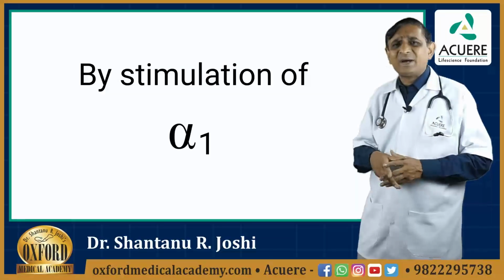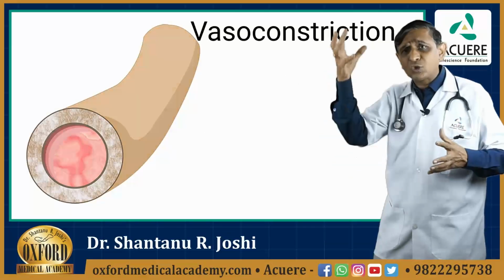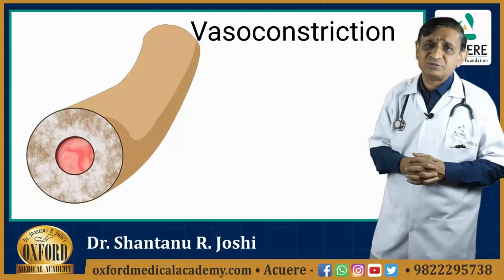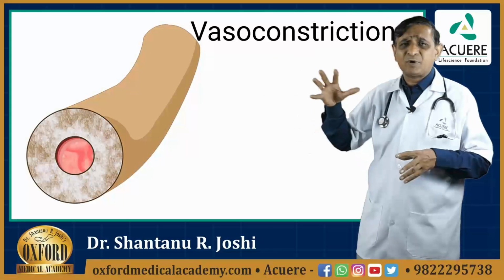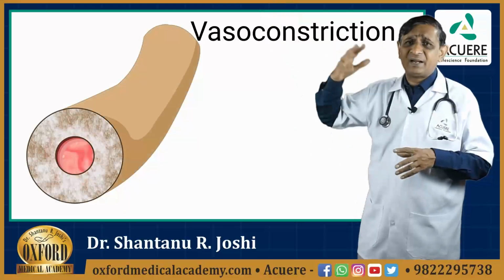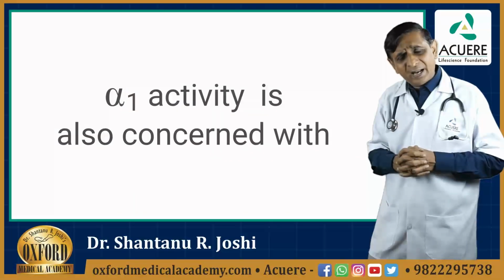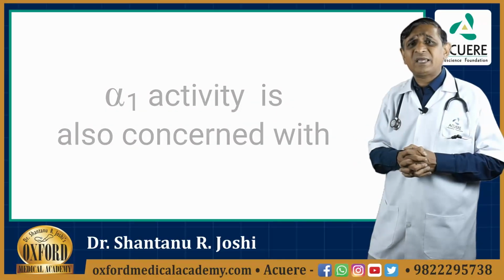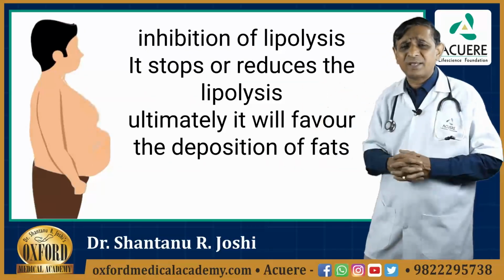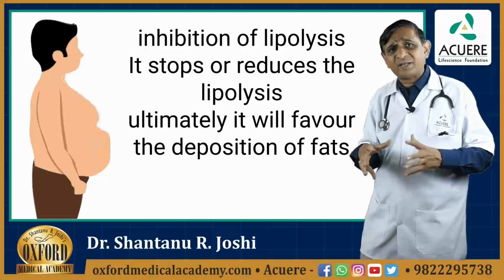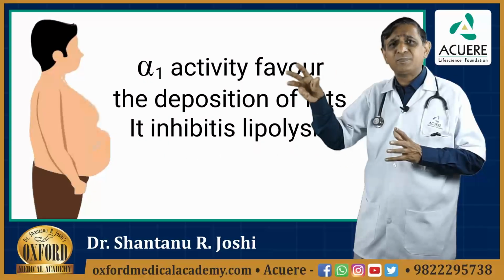Dear students, by the stimulation of alpha 1, peripheral vasoconstriction is observed. Due to the peripheral vasoconstriction, alpha 1 activity is responsible for rise in the TPR and rise in the systolic blood pressure as well as diastolic blood pressure. Alpha 1 activity is also concerned with inhibition of lipolysis. It stops or reduces the lipolysis. Ultimately, it will favor the deposition of fats. Alpha 1 activity favors the deposition of fat.